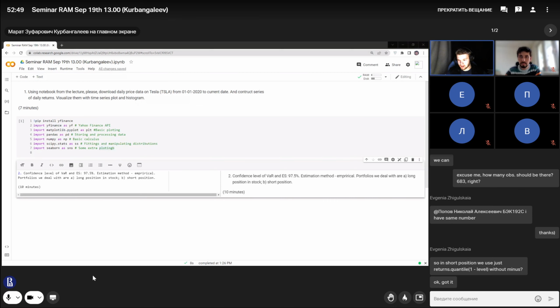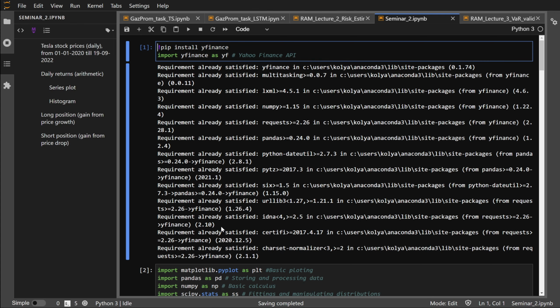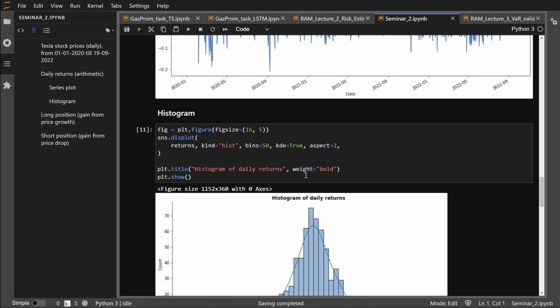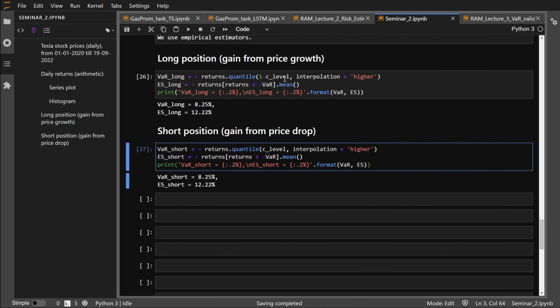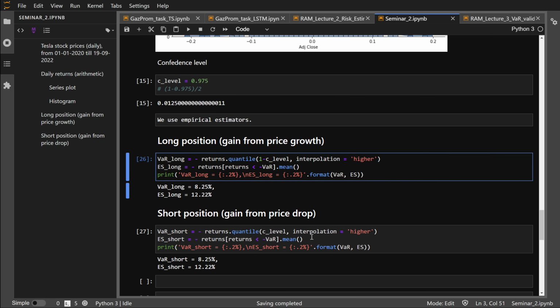Before anyone is going to share, I would like to ask you again to explain about the quantile. I understand the idea, that in one case we should use 1 minus our level, and in another case just the level. But in which case which to use? Okay. Let me explain it to you with the materials from the seminar. Okay.